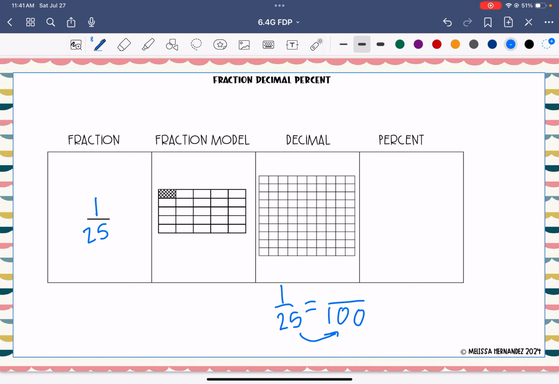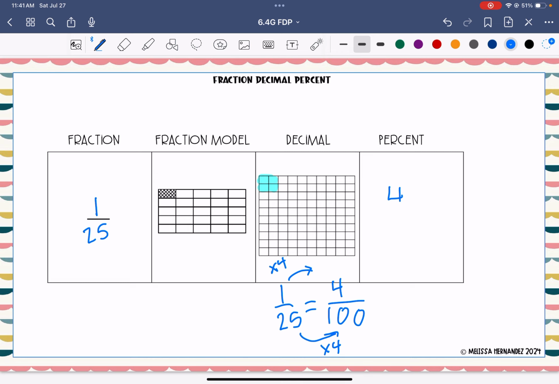Well, 25 becomes 100 when you multiply it by 4. I'm going to multiply the numerator by 4, and that gives me 4. So that means I'm only going to shade in 4. And then since percent is out of 100 and this decimal grid is already out of 100, I know that it's just 4%.